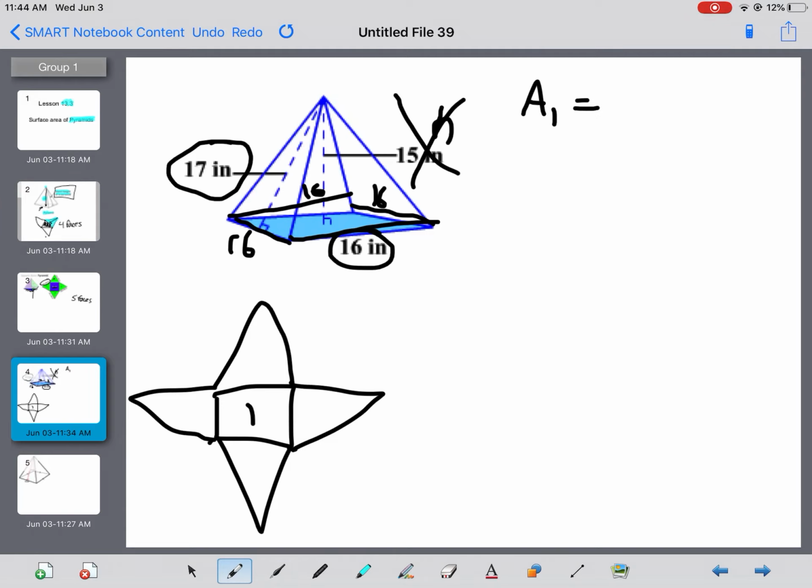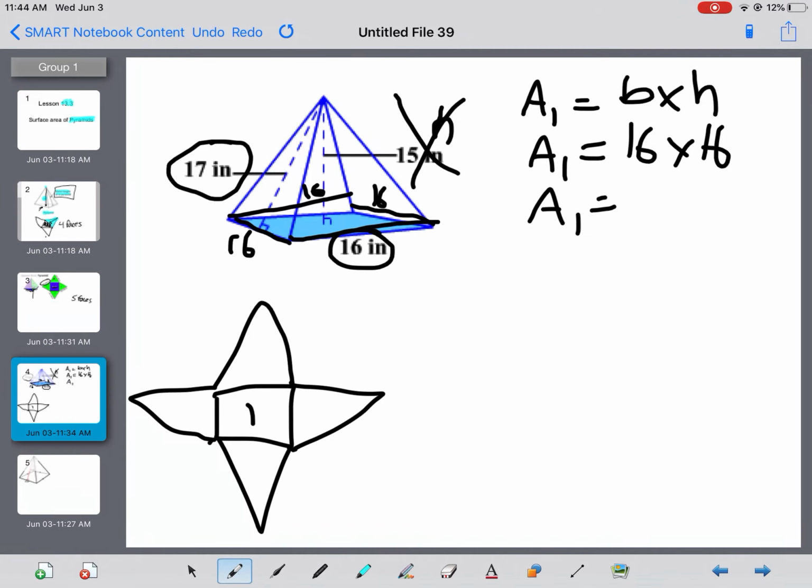I would do base times height because it's just a square. Area 1 is base times height, which is 16 times 16. Area 1 equals, and like I said in my other video, feel free to use your calculator for these problems. So my area is 256 inches squared. Now let's find the area of area 2, which is going to be one of my triangles going up.